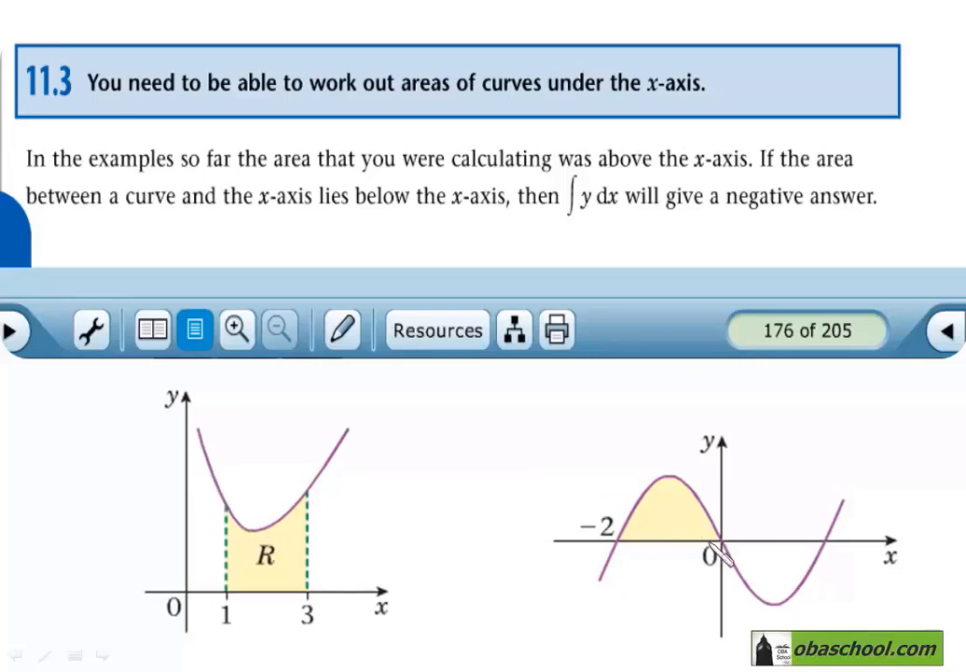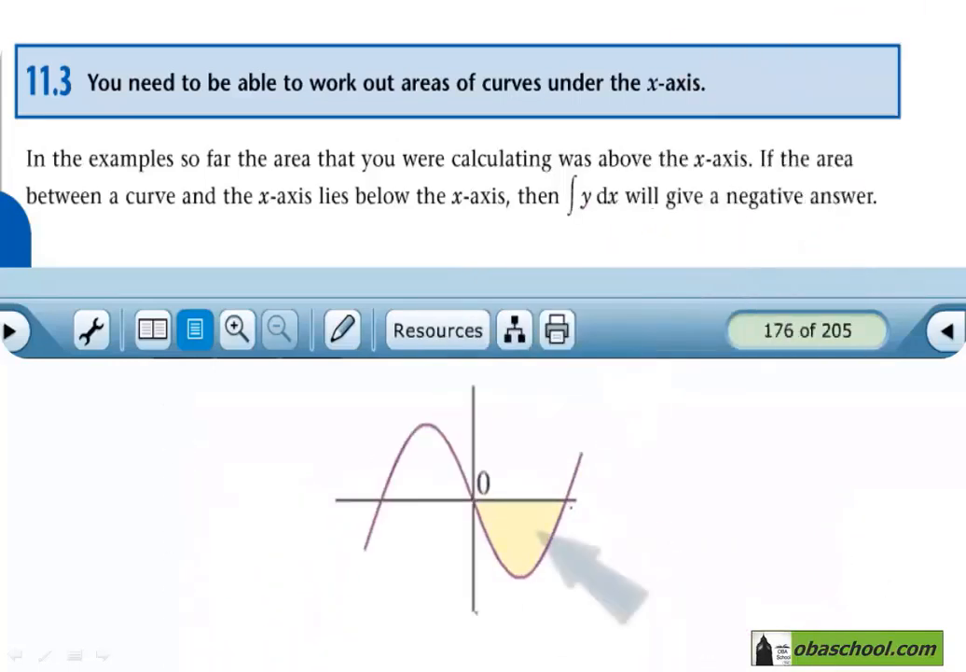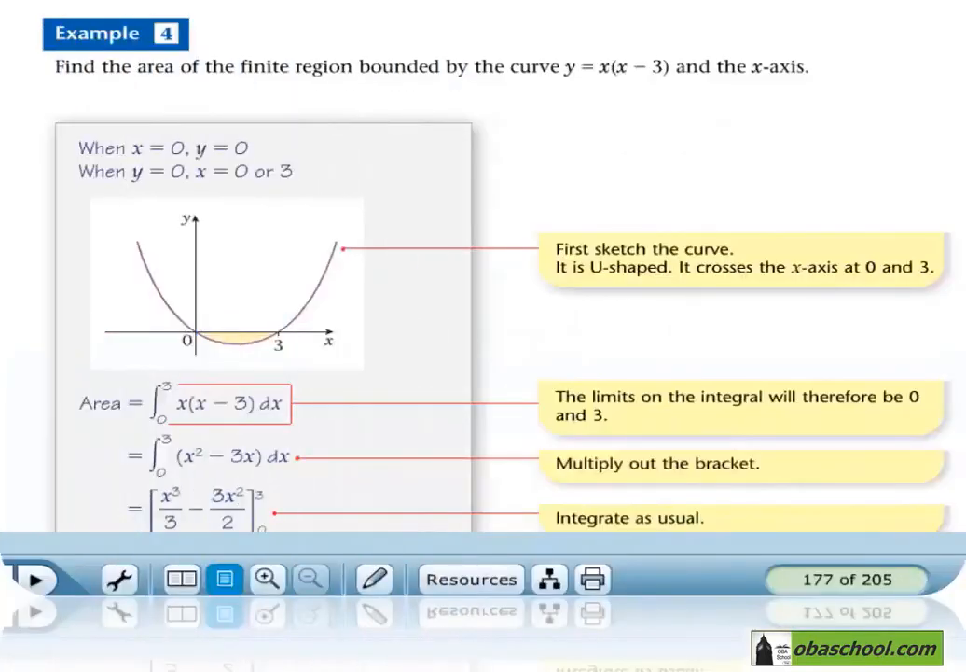If the area between a curve and the x-axis lies below the x-axis, so here we are taking another sample, where the area is below the x-axis while being between the curve and the x-axis, then integral y dx, which is the rule that we were using to find the area, will give a negative answer. So how do we solve this type of question? This is what we will know in this example.